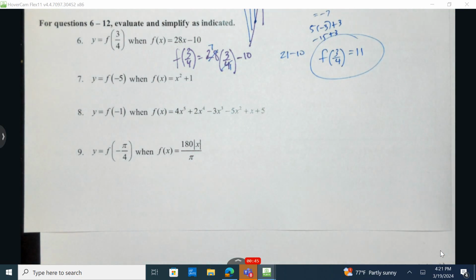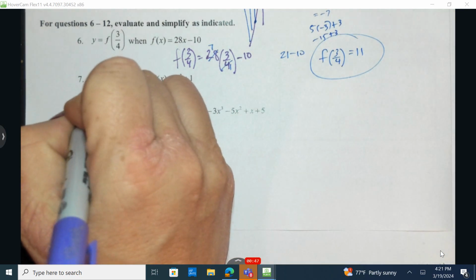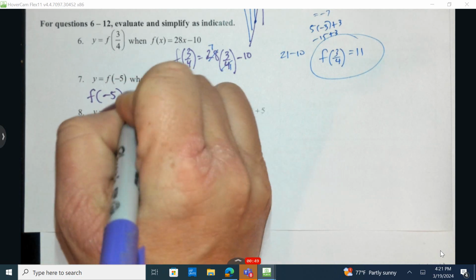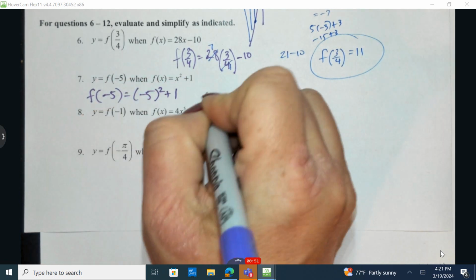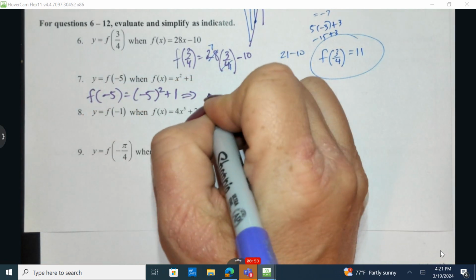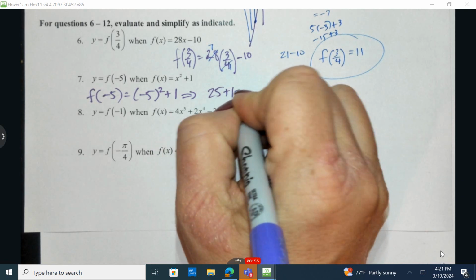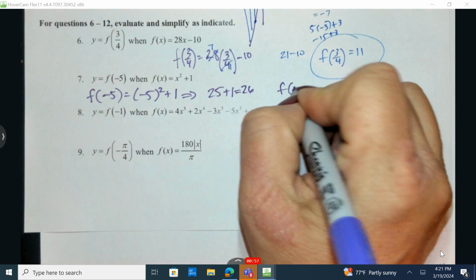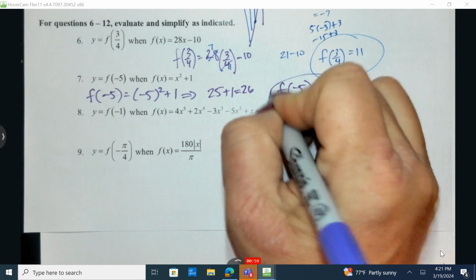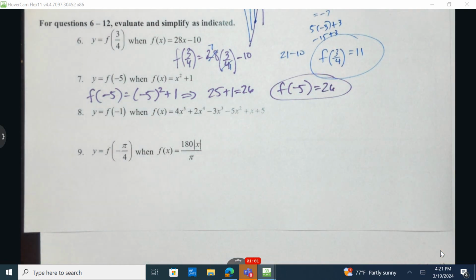Let's take a look at number 7, same concept. F of -5 equals -5 squared plus 1. -5 squared is 25. 25 plus 1 is 26. I do want to write this in correct notation. F of -5 equals 26.